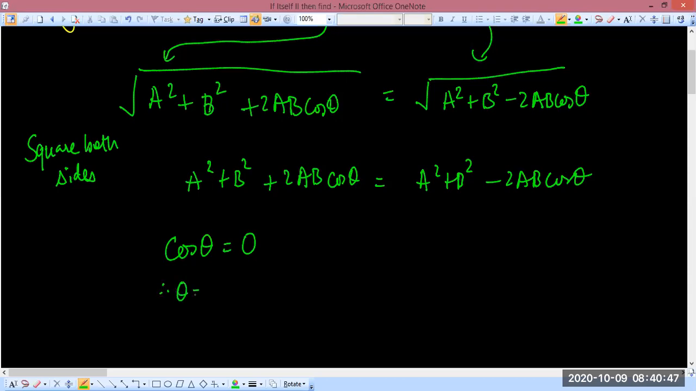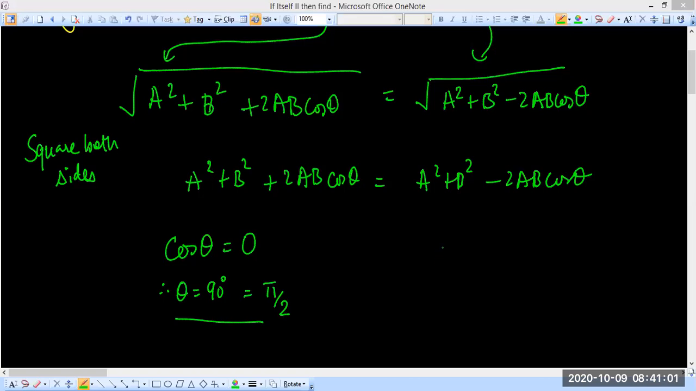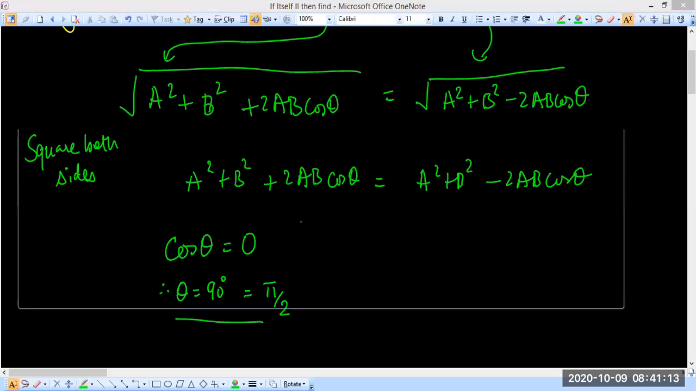So you get theta equal to 90 degrees or pi by 2 for math students. So that is the correct answer. Now I think that's enough practice for this type. I will try to give some more in homework, all right?